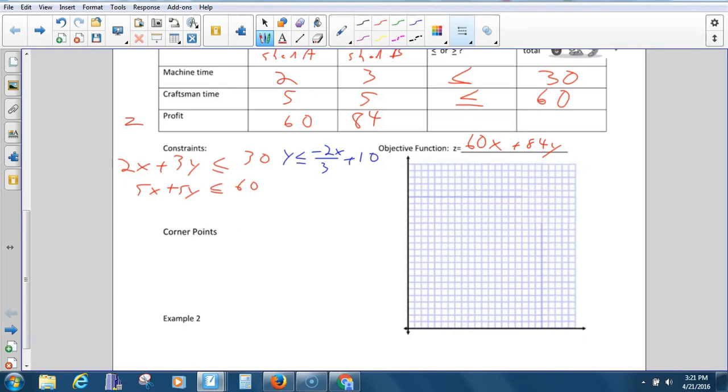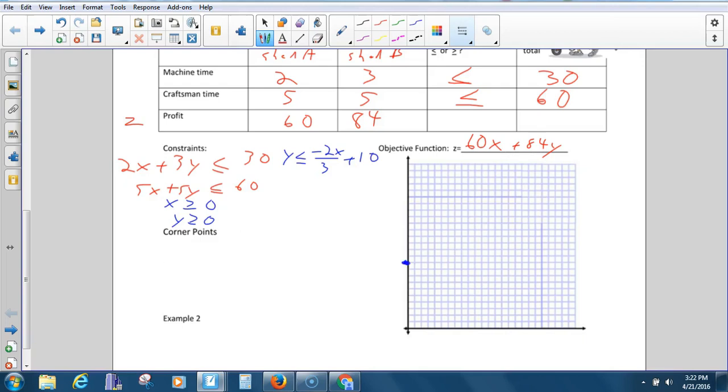Don't forget, it already shows you here. See how we're already only in the first region? But we still should always put x greater than or equal to 0, y greater than or equal to 0, even though it's kind of a given in these real-world problems. So right there you have your lines. Those are your axes, basically. So we're going to graph 10. 1, 2, 3, 4, 5, 6, 7, 8, 9, 10.